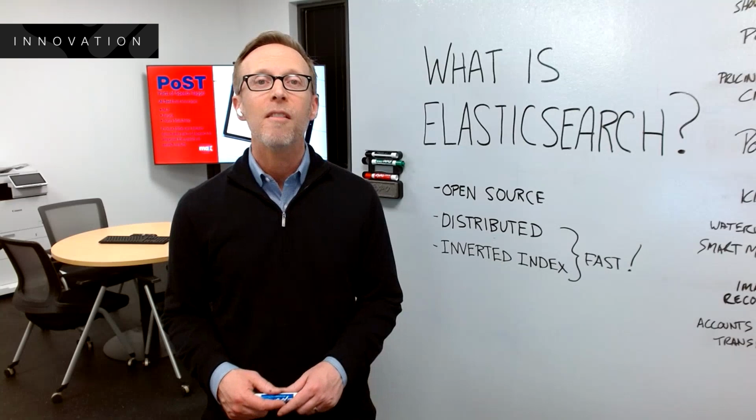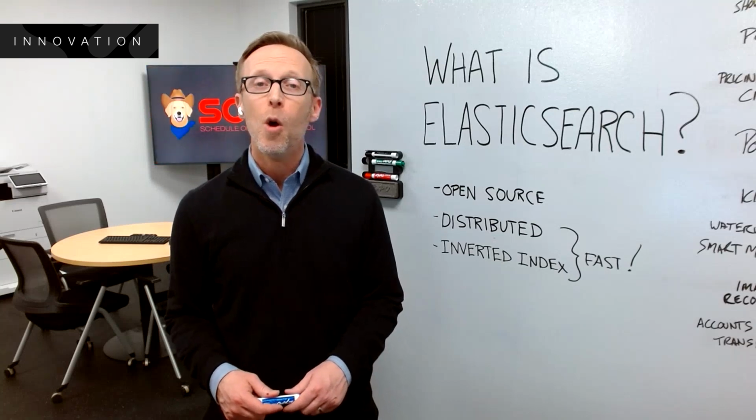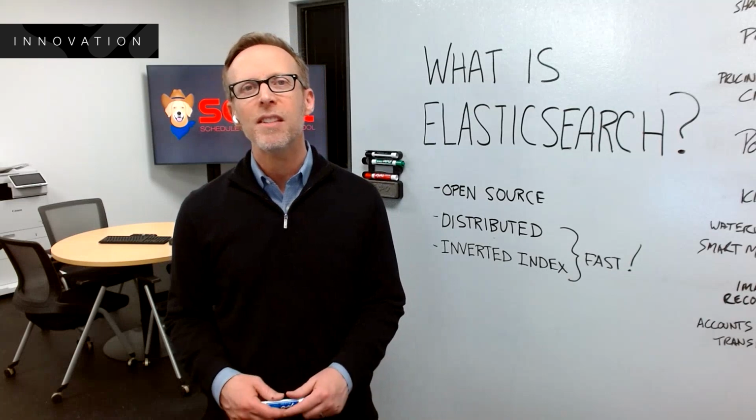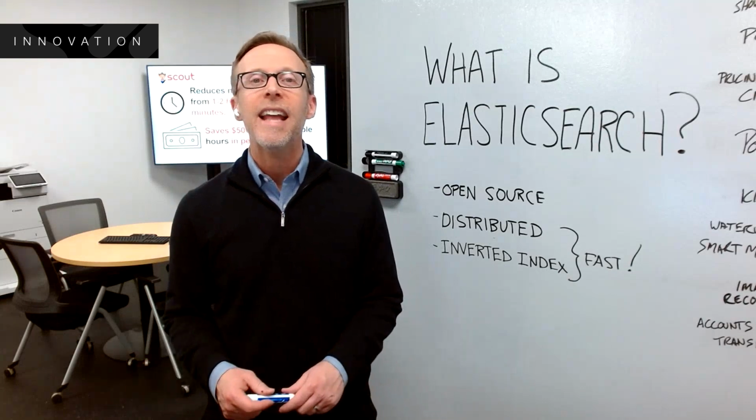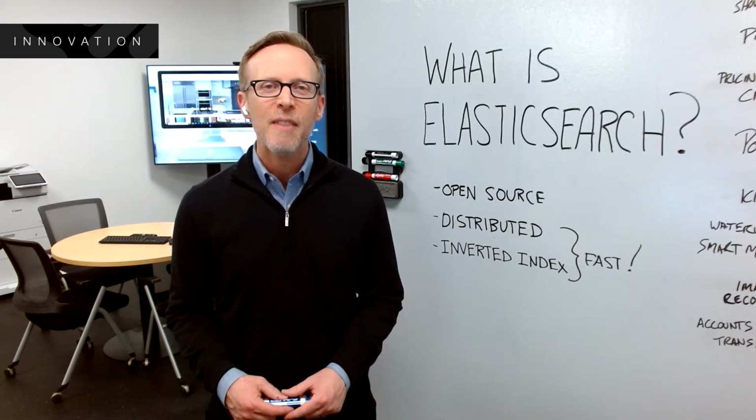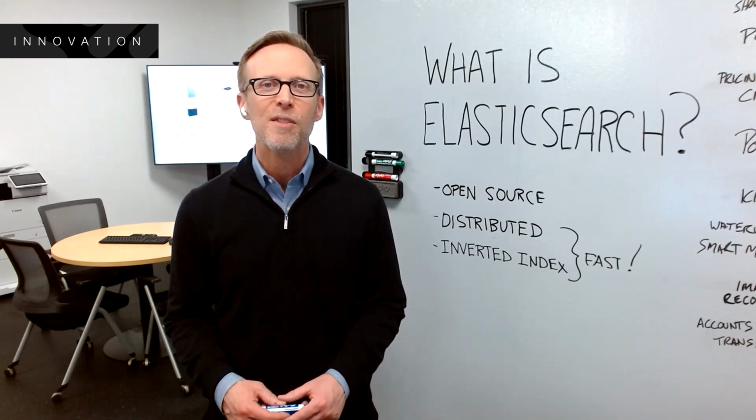So let's recap. Elasticsearch is Google for work. Open source means free. Distributed means adding computers to the system horizontally. And the inverted index is how Elasticsearch organizes data. And that's it. You're a pseudo Elasticsearch expert.